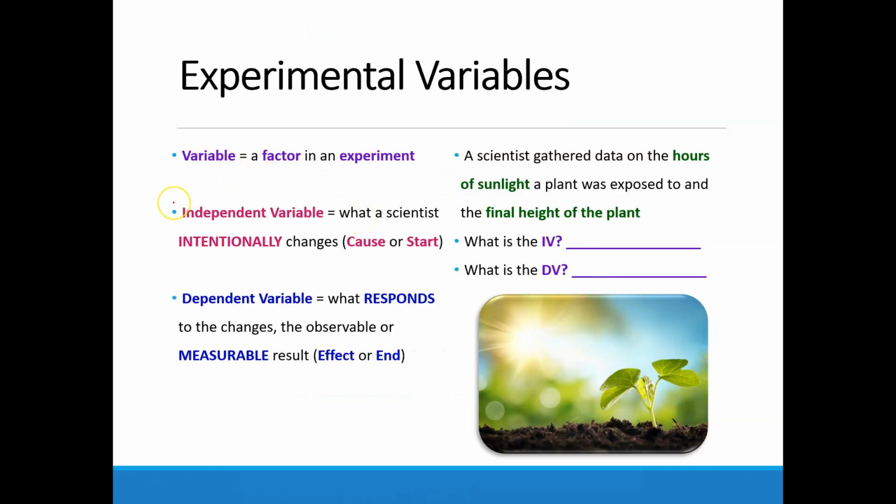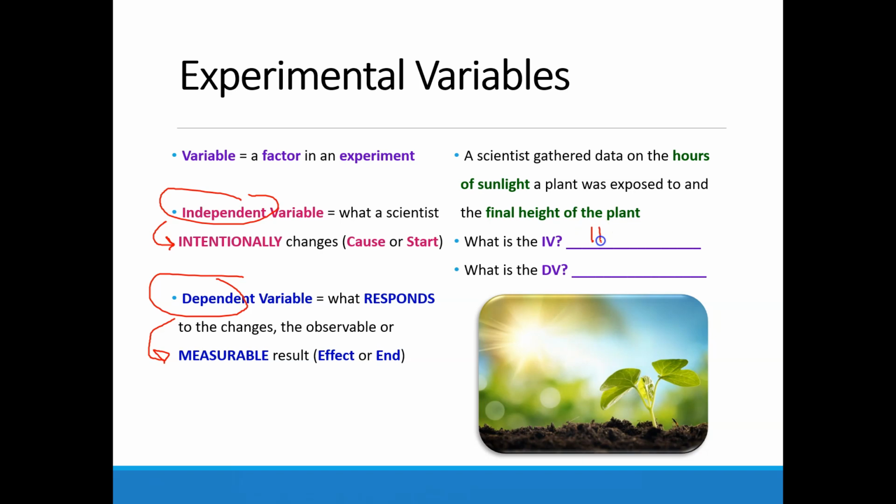Remember, graphs are showing the different variables within an experiment. The independent variable, remember, is what we intentionally change at the start of the experiment. The dependent variable, on the other hand, is what we measure at the end of the experiment. So for example, in this situation, the hours of sunlight versus the final height of the plant, the hours of sunlight is what the scientist can control, and therefore this is our independent variable.